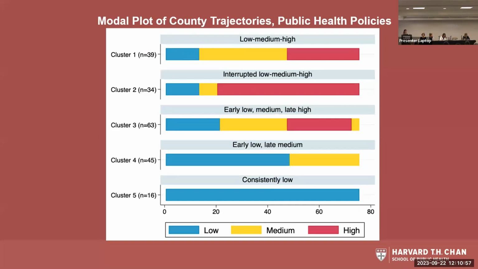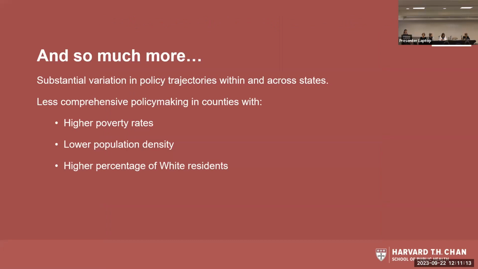And then finally, here's the modal plot for the public health policymaking, showing 34, I'm sorry, it's the second row here, with mostly high comprehensive policymaking, another 100 that eventually got to high comprehensiveness, and then about 60 who were consistently or mostly low throughout.